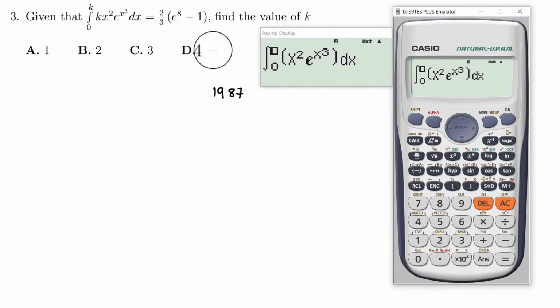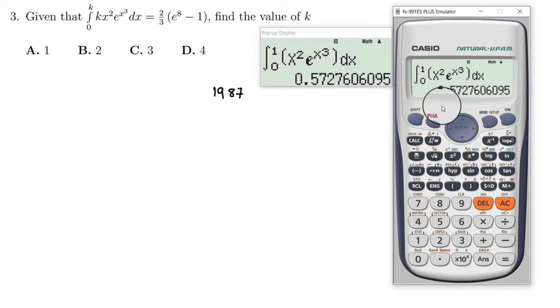So because we have k here, we can test the value of the options we are given. So let's test for 1. So if we input 1 here, what do we have? We have this to be 0.5727. Okay, that's not our answer.